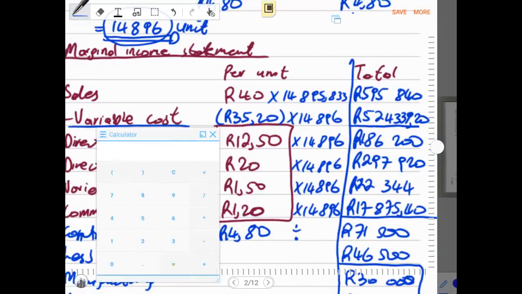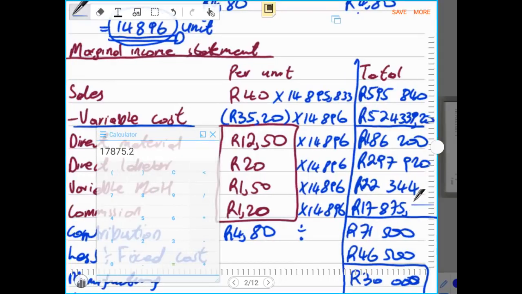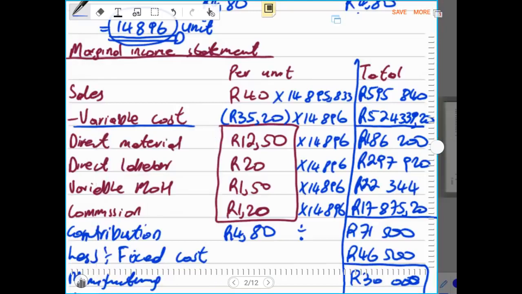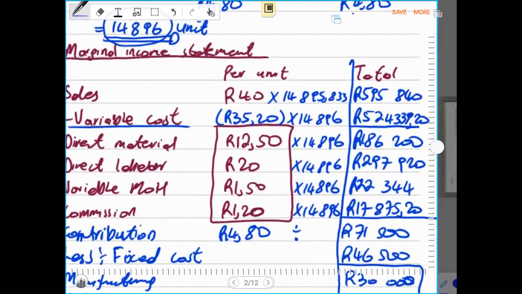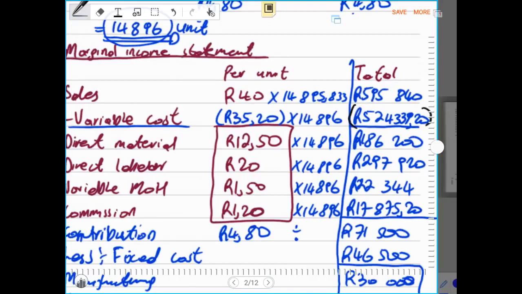Let me just recalculate. 1 rand 20 cents times by 14,896. Yes, that is 20, not 40, because I was wondering why the decimals will be different. That will be 18,875.20. Then now the total will give us the same total of the variable cost, which is the variable cost of the total.